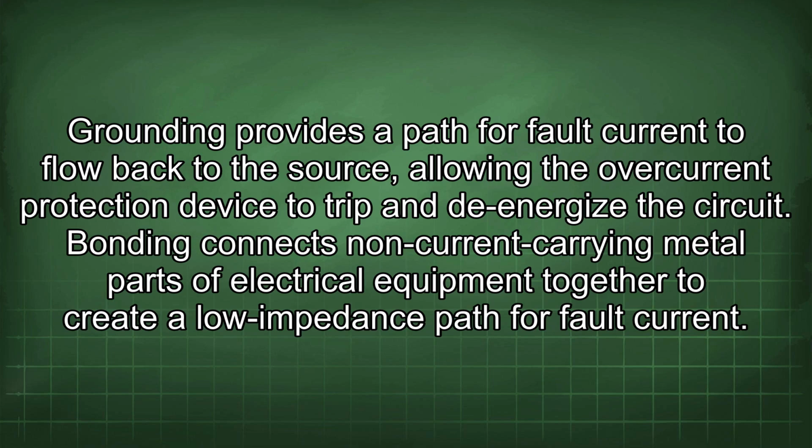Grounding provides a path for fault current to flow back to the source, allowing the overcurrent protection device to trip and de-energize the circuit. Bonding connects non-current carrying metal parts of electrical equipment together to create a lower impedance path for fault current.